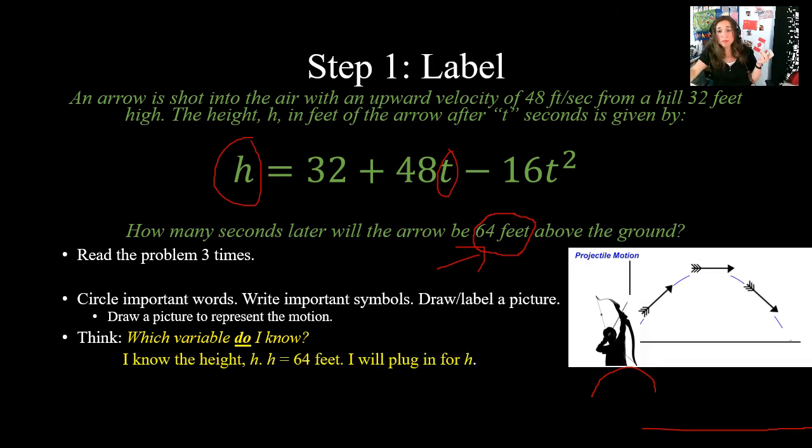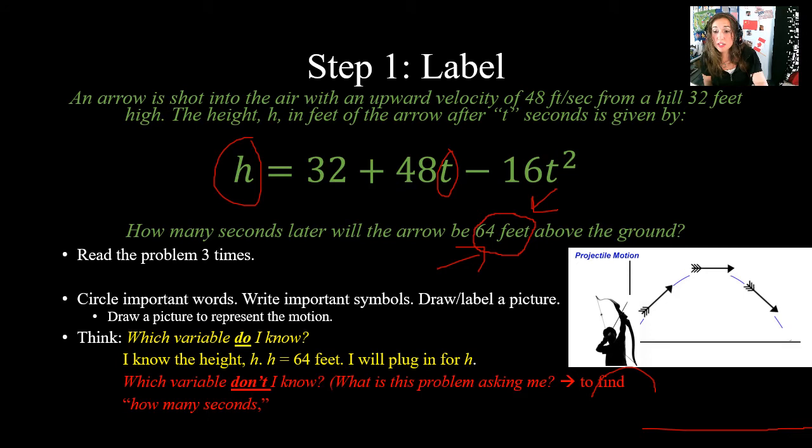Well, I know the height h. h equals 64 feet, right? So that's the one I'm going to plug in for. The variable that I know, I'm going to plug in that 64 to, right? And that's why I said to really zero in on the number you're given in the question. Because you know you want your arrow to be 64 feet above the ground. So I have a number I can plug in for h, which means the variable I don't know, of course, is t.